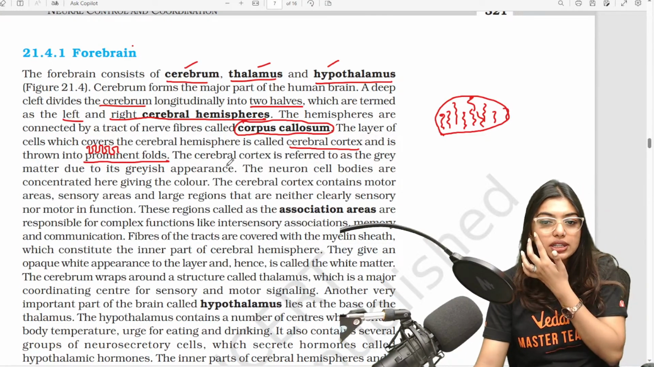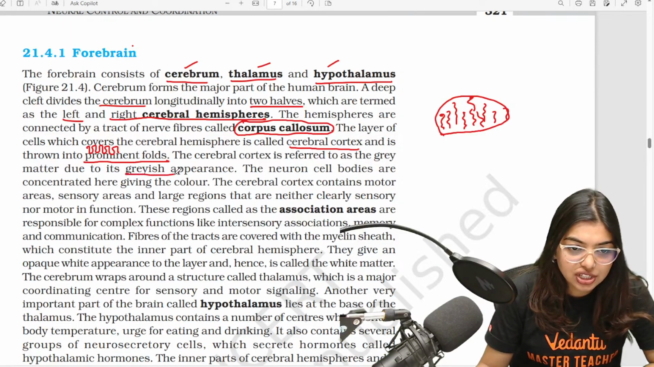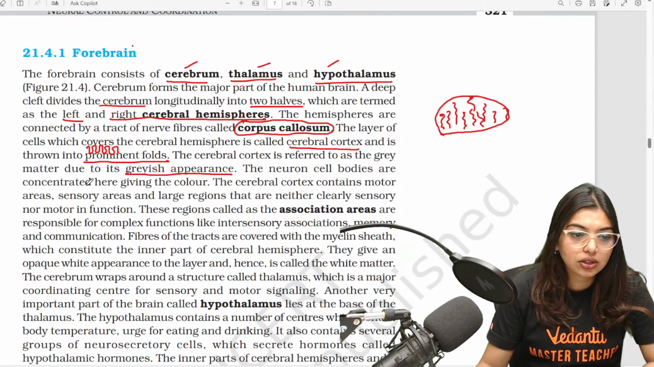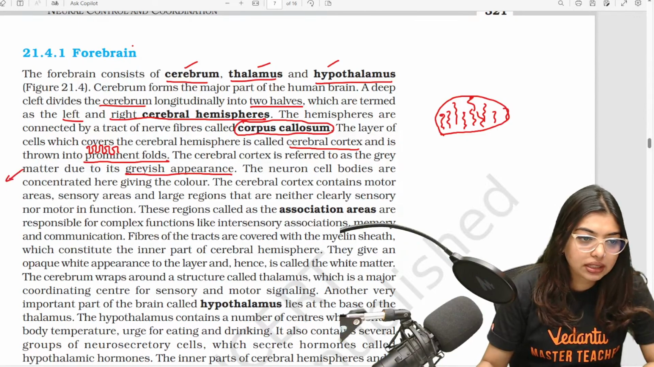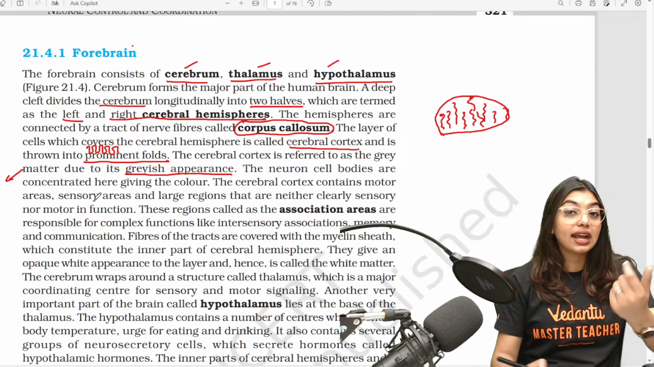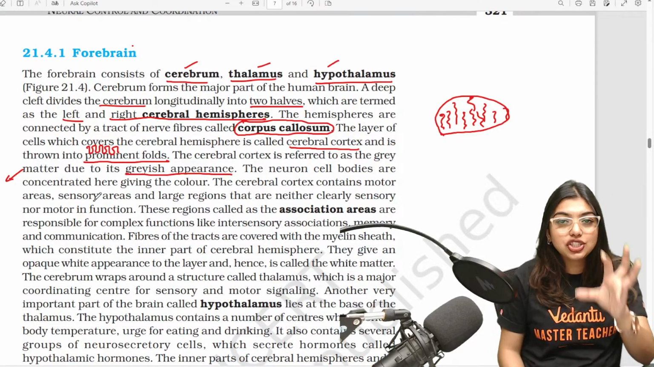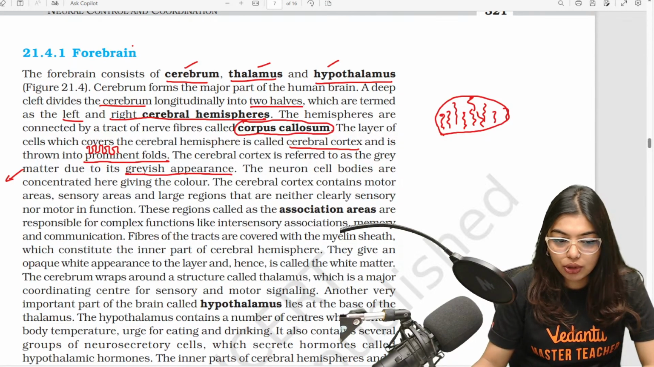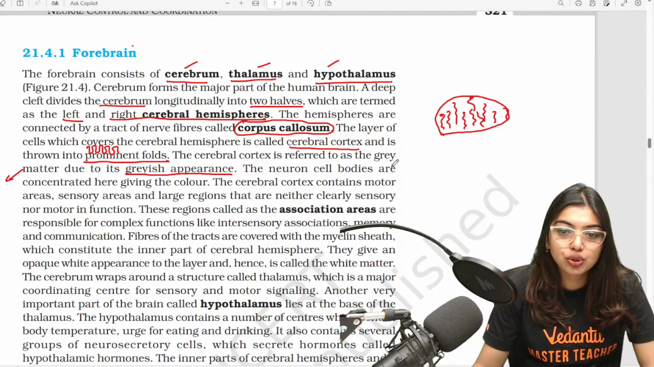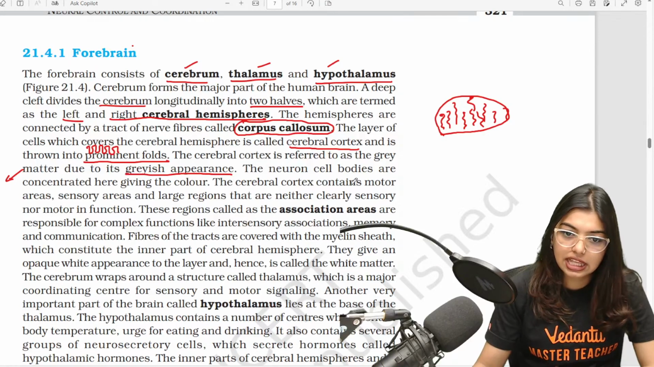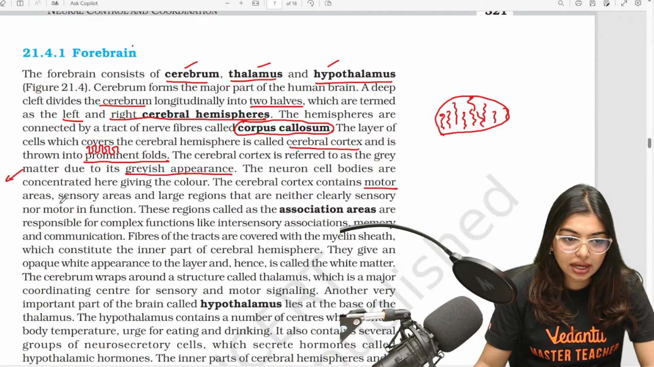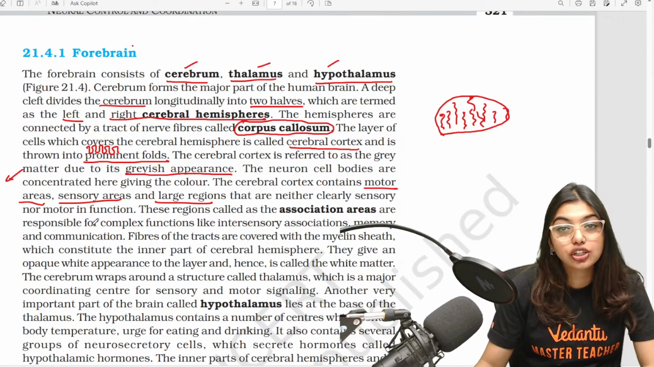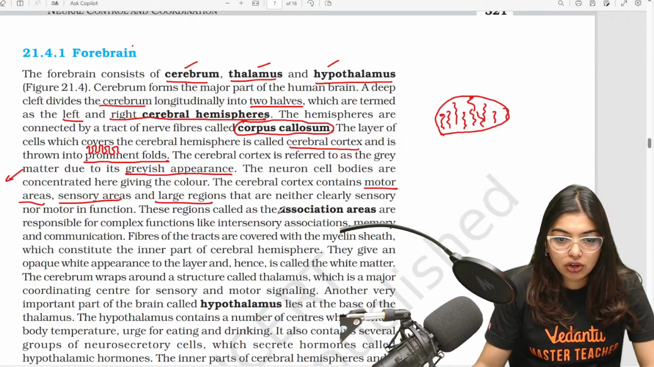Okay, the cerebral cortex is referred to as the grey matter due to its greyish appearance. The neuron cell bodies are concentrated here, so grey matter is because of the cell body. And the white matter is because of the axon. Why? Because the axon has a white myelin sheath. Yes or no? So obviously they are going to have a white colour. The cerebral cortex contains motor areas, sensory areas, and large regions that are neither clearly sensory nor motor in function. These regions are called association areas.